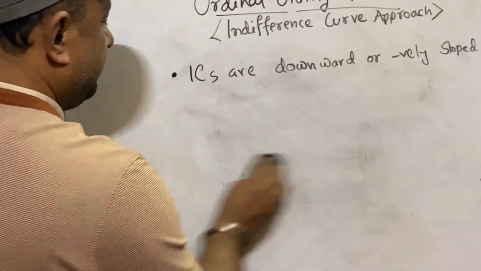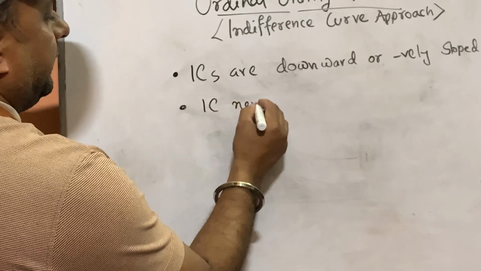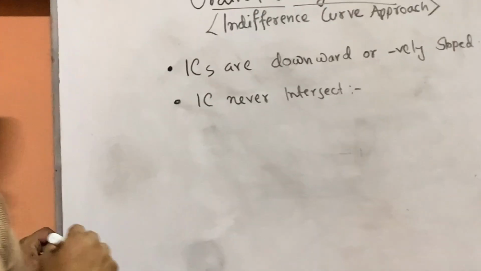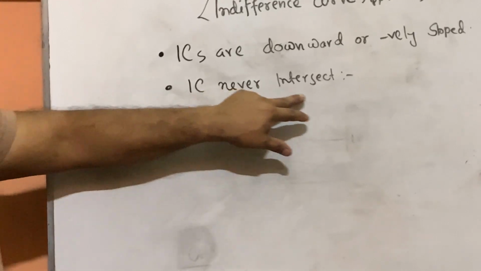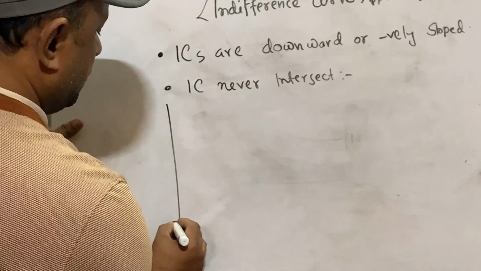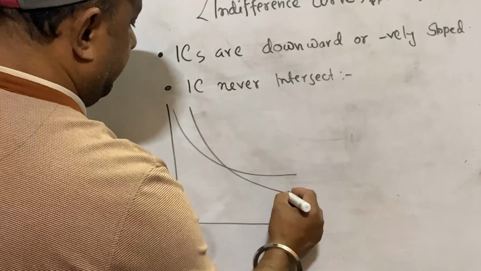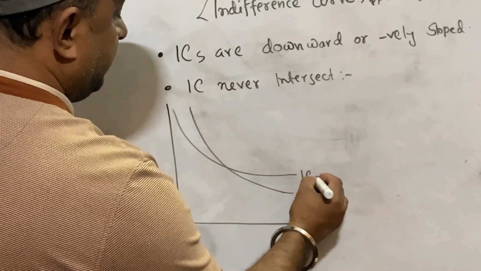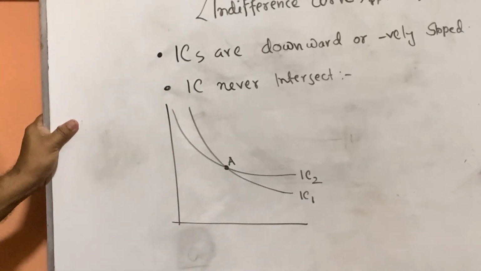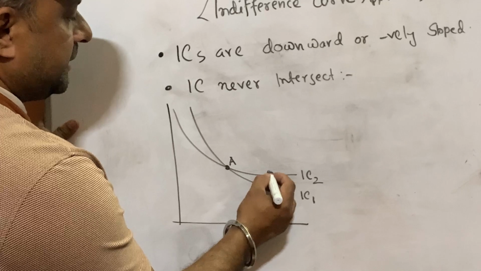Another property is why two ICs never intersect. Important property. Separately, it is asked to prove why two ICs never intersect. Suppose, let us assume two indifference curves intersect each other. Indifference curve 1 and indifference curve 2 intersect at point A. Let us assume. We have to prove that these two will never intersect. And these are the other two points, B and C.